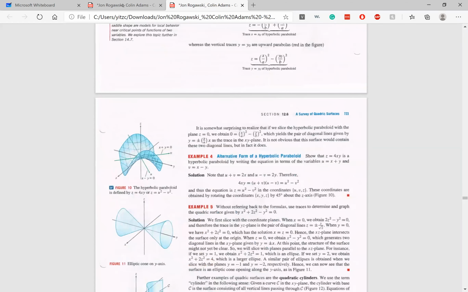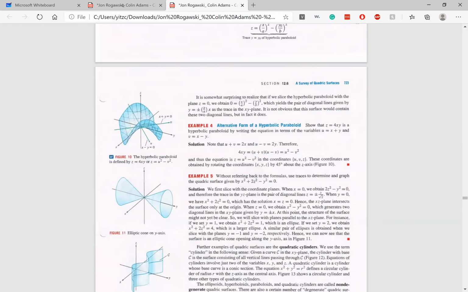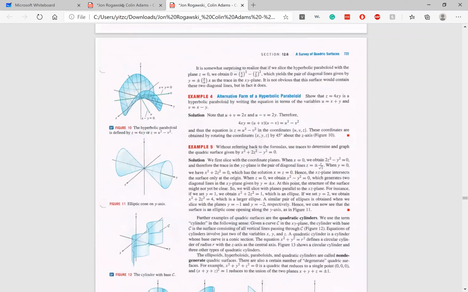So now they tell you to show that z is equal to xy is also a hyperbolic paraboloid by writing in these equations. So you just plug it in, you get that, and that is a hyperbolic paraboloid, the way we just saw. So not too hard.